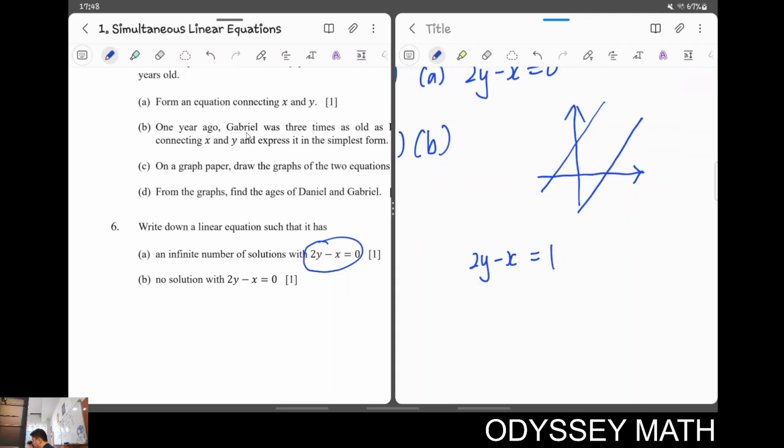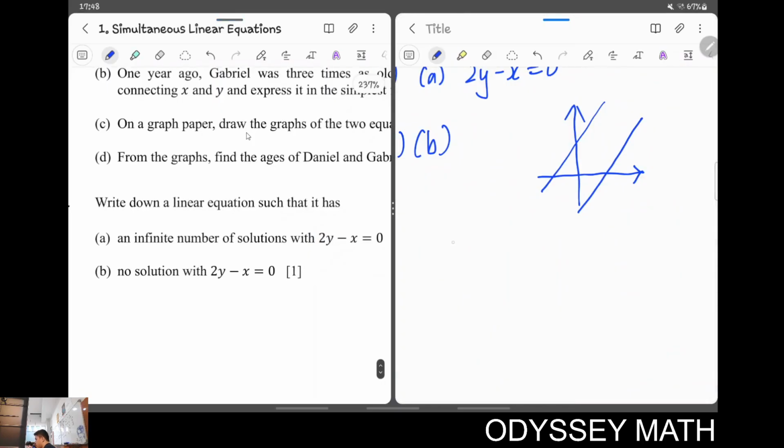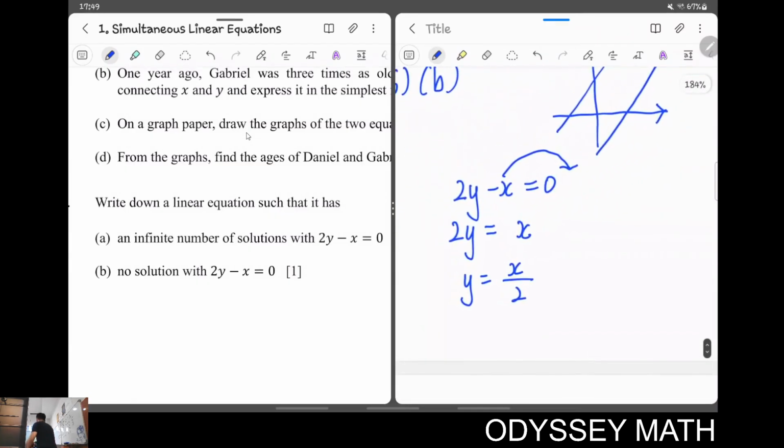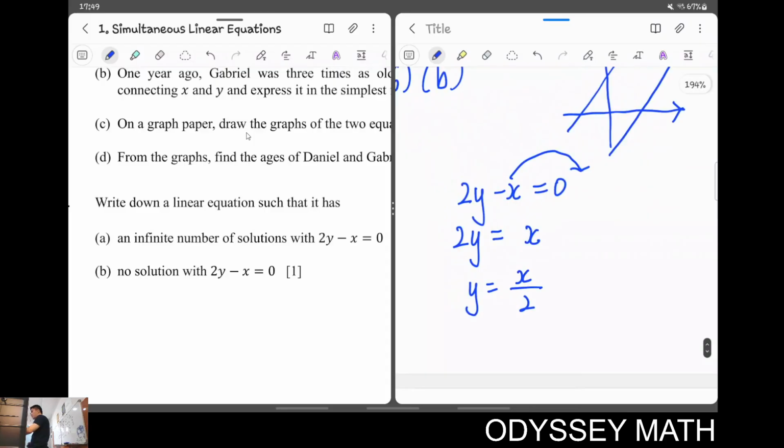Why is it 1? Maybe I'm skipping a lot of steps. So 2y minus x equals 0. Let's make y the subject. Bring the minus x over to the right, it becomes plus x. So this is 2 times y, right? We bring the 2 over, and y equals x over 2. Agree or disagree? So this equation 2y minus x equals 0 is equivalent to y equals x over 2. Agree?